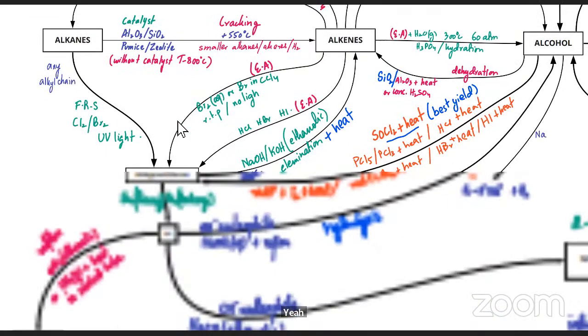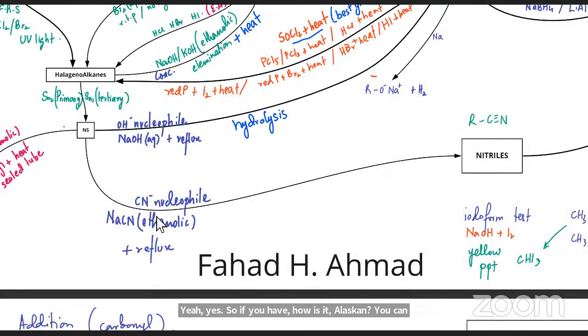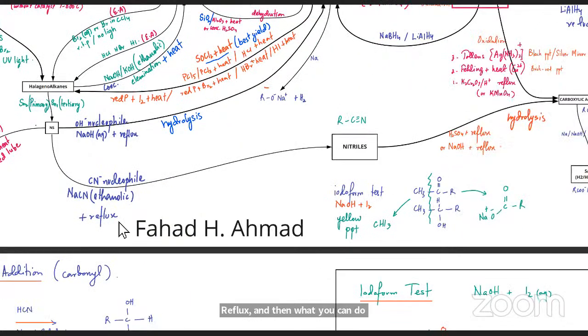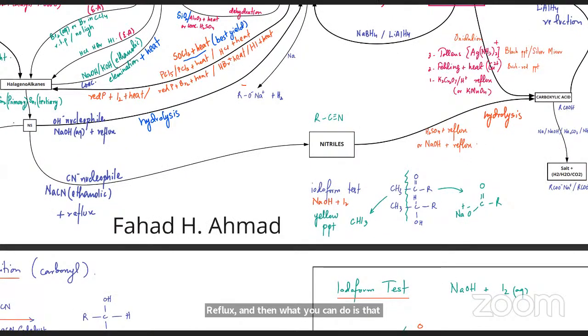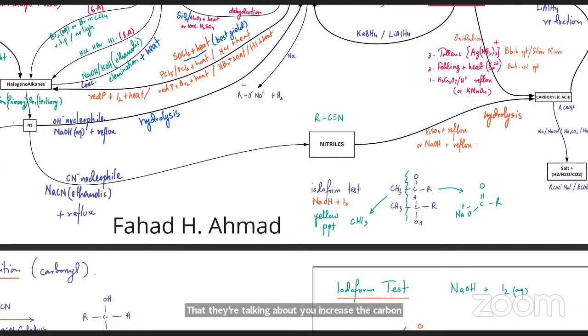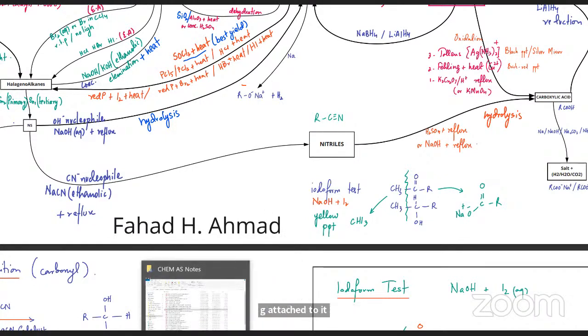Yes. So if you have a halogenoalkane, you can substitute the halogen with a CN nucleophile: NaCN, ethanolic, and reflux. Then the nitrile could be hydrolyzed to a carboxylic acid. But if you use alkaline conditions, you'll get a salt of the carboxylic acid, not the acid. So it's basically this part that they're talking about. With a halogenoalkane, you increase the carbon chain, and whenever the number of carbons increases, that is an indication that CN is getting attached to it. So that's the answer for this one.